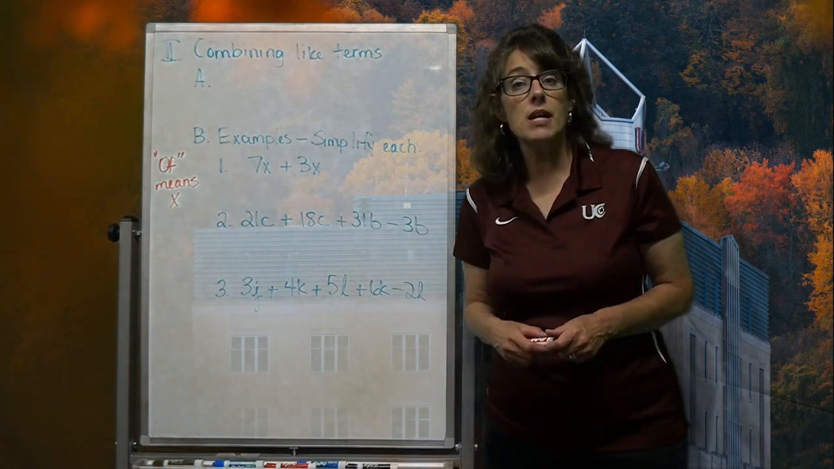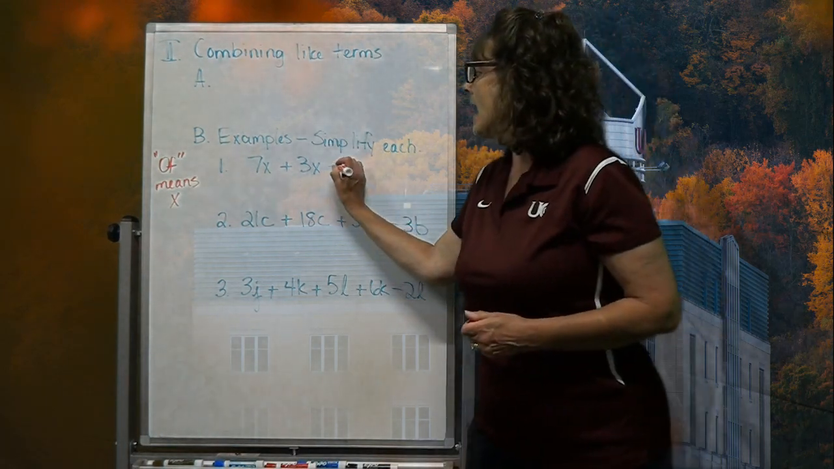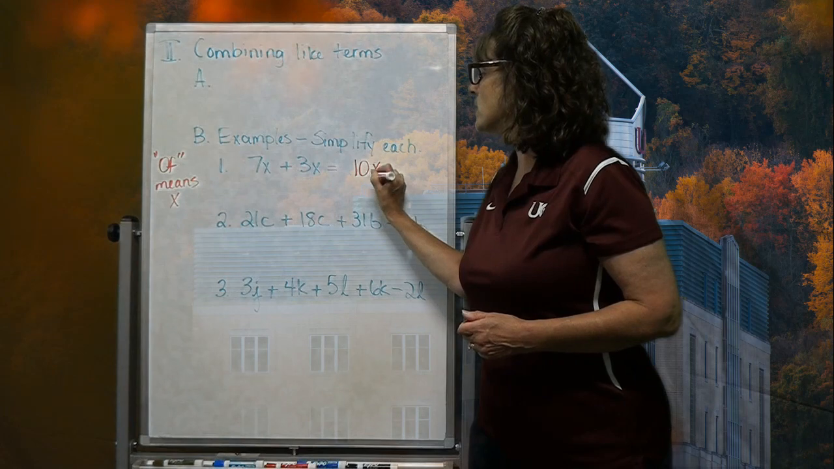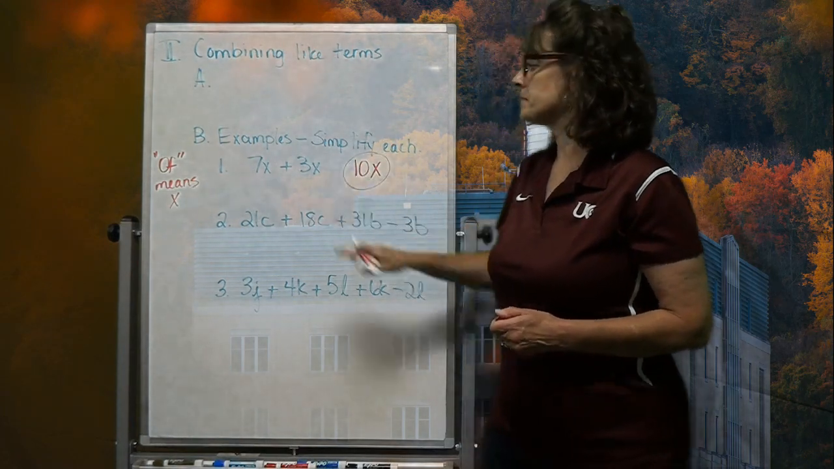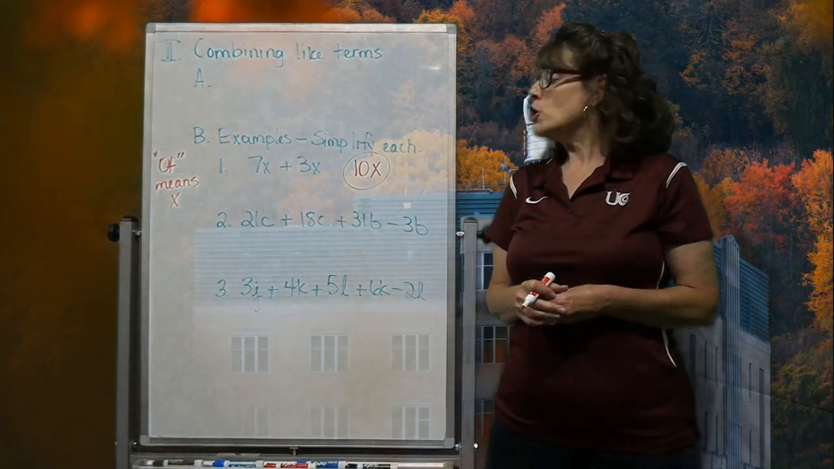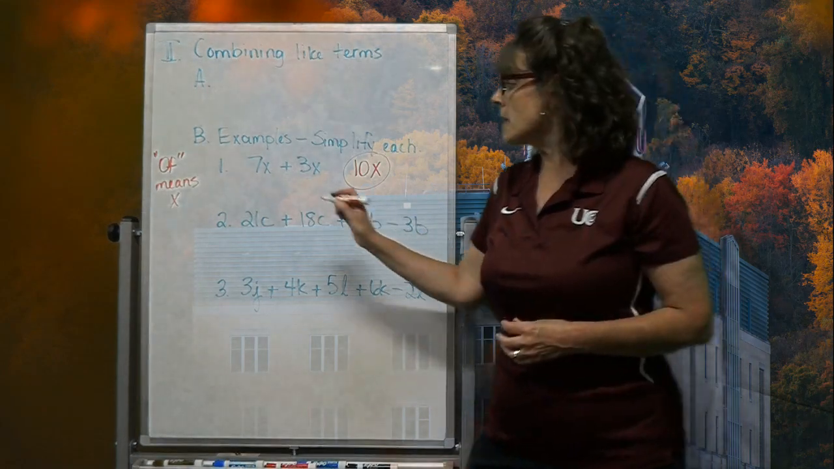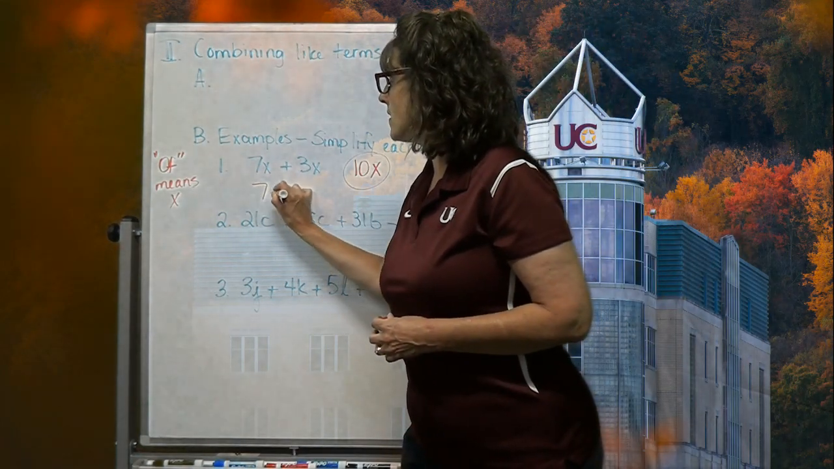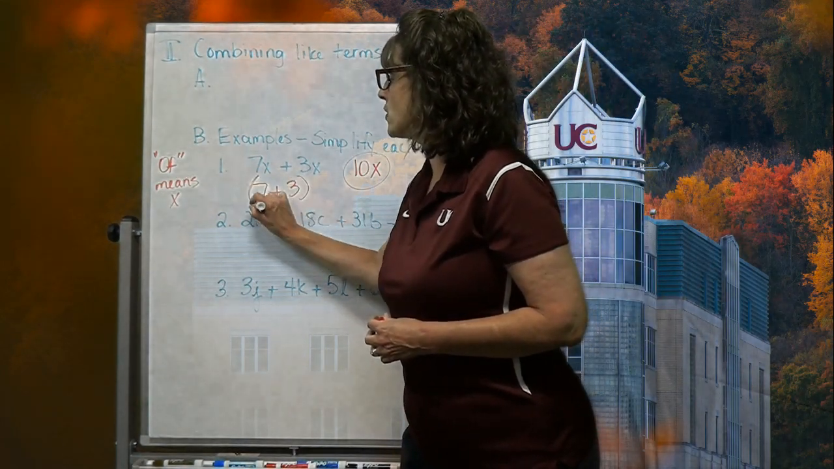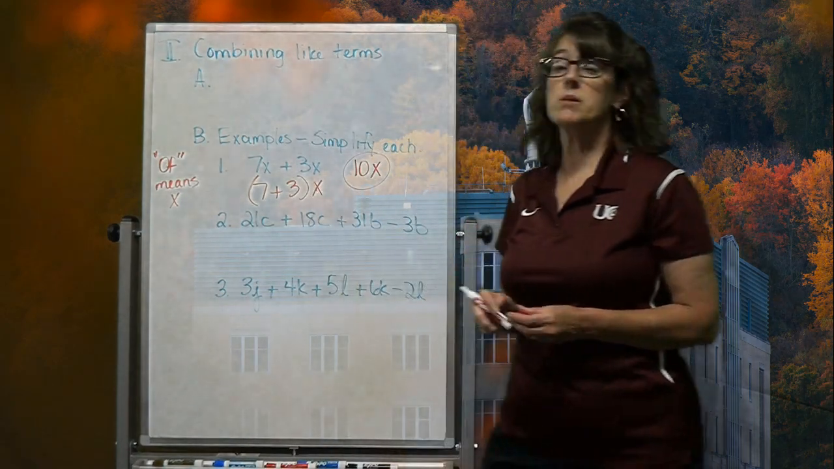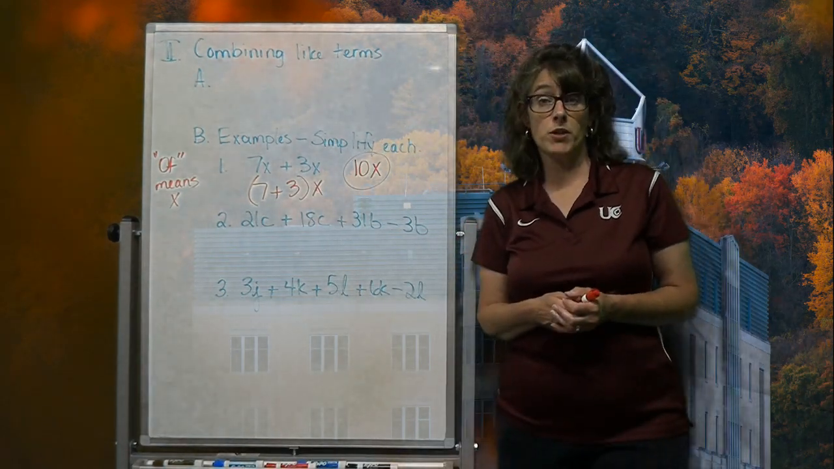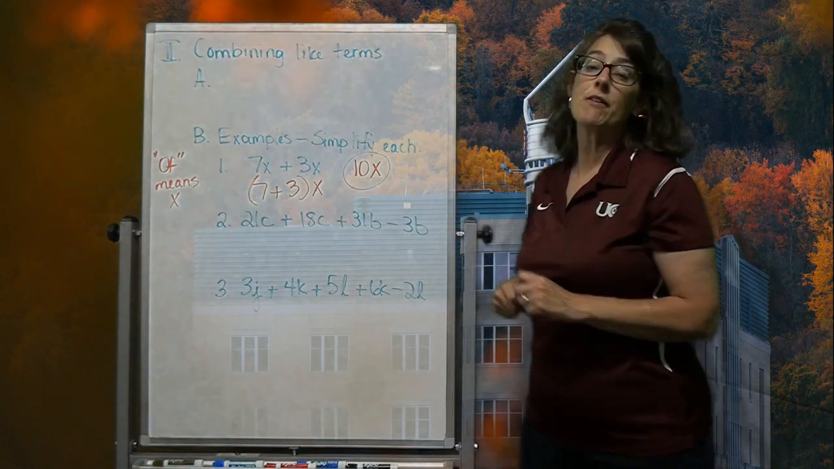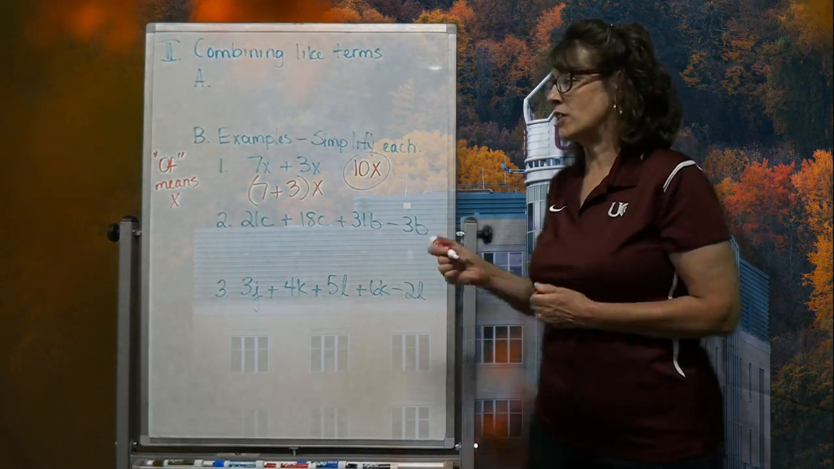Well, how many of those x's do I have in the pile? I have 10 of those x's in that pile. So in other words, I'm going to take those coefficients, that 7 and that 3, and add them together. I'm going to keep what's making them alike. It's the variable that's making them alike. And this, my friends, is how you combine your like terms.